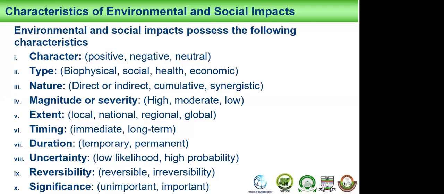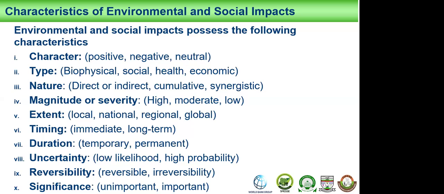Then number 7 is duration. Okay, impacts can be temporary or they can be what? Permanent. So temporary, yes, it wears off after time, but permanent means it is not possible to change that impact at all. All right. Then number 8, uncertainty.